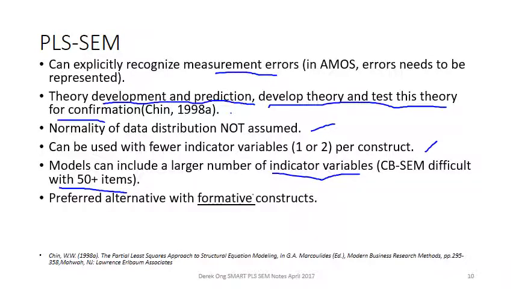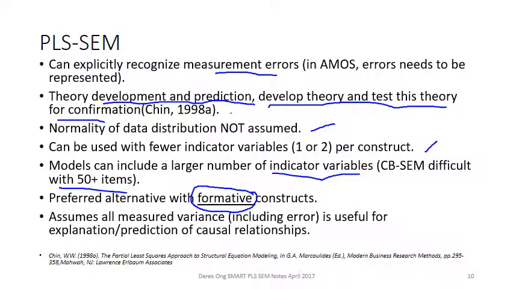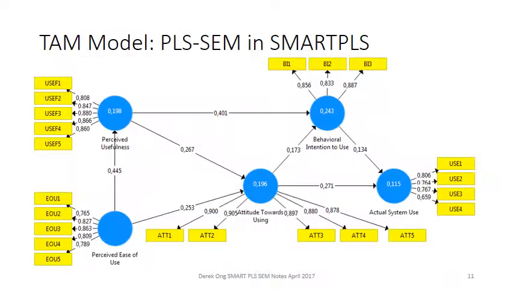Also, one of the advantages that PLS has is that it can model formative constructs. What a formative construct is, I will explain in another preceding video about the difference between formative and reflective, so please watch for that one. It assumes that all measure variances, including the error, are useful for explanation and prediction of causal relationships.